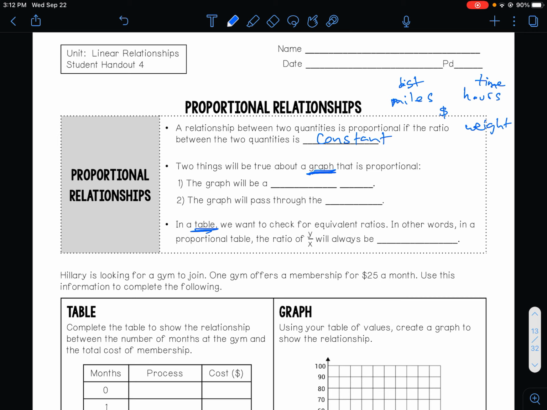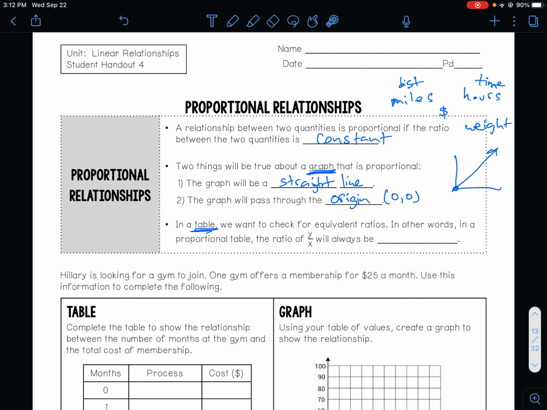You'll know a graph has a proportional relationship if it is a straight line. Not just straight, because not all straight lines will be proportional relationships. It also has to pass through the origin. And the origin is (0, 0). So if you see a graph that not only is a straight line, but passes through this point, then you know it is a proportional relationship.